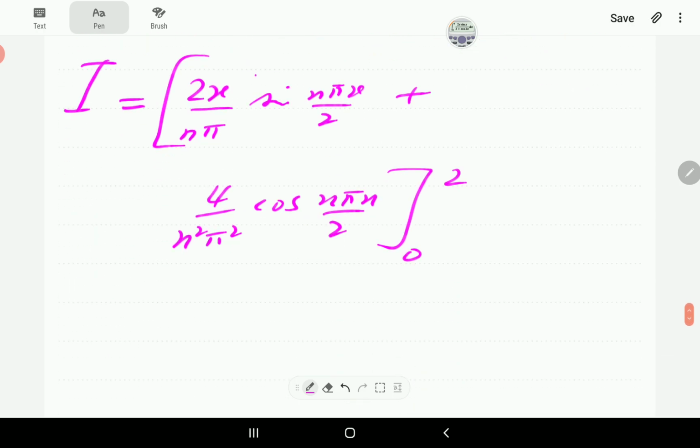Right, then when x is 2, that's going to be 2 there, and that's going to be sine n pi. Sine n pi is always 0. When x is 0, that's going to be sine 0. So that term is not going to give us any contribution.